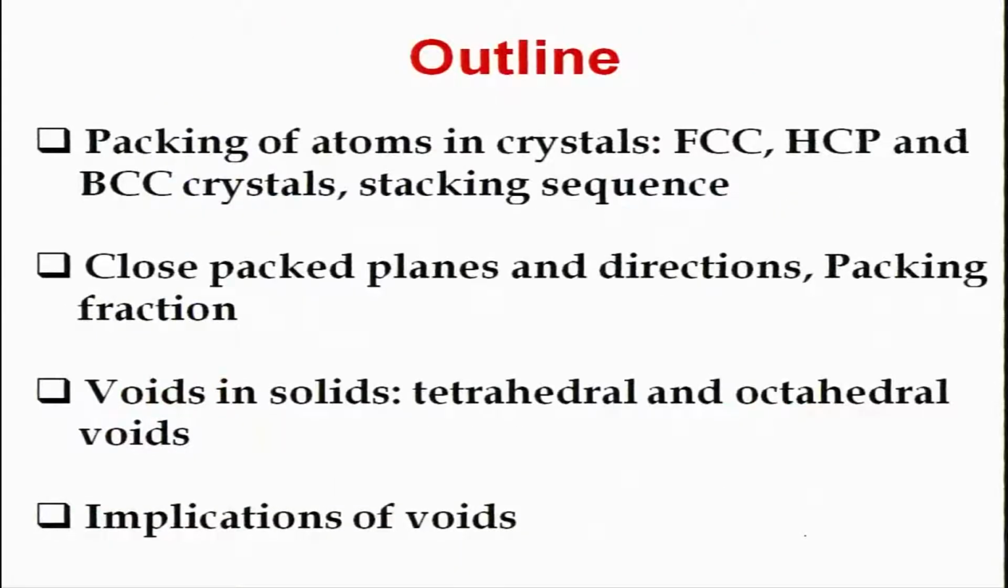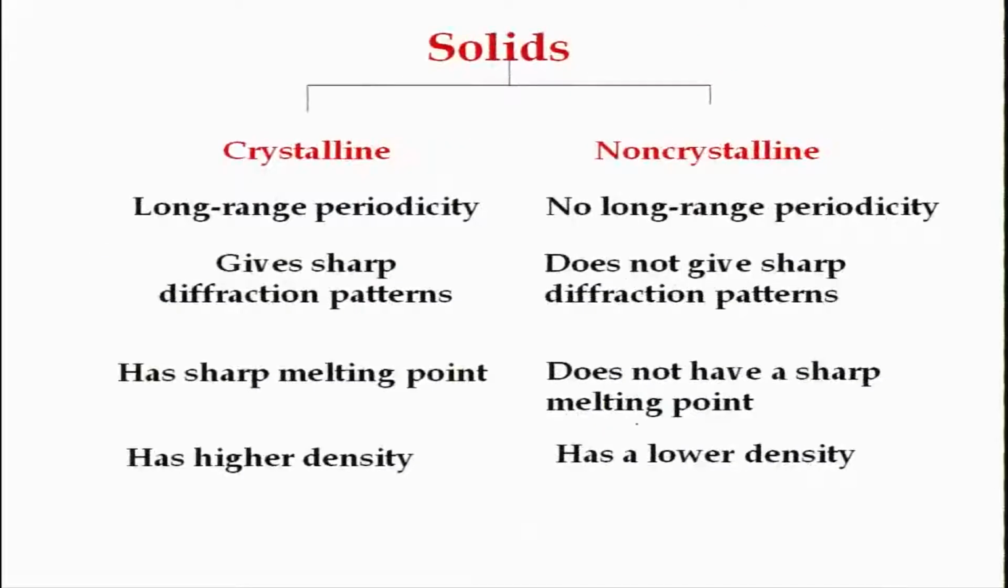So, this is the outline of this particular topic. We will see the packing of atoms in crystals, the close packed planes and directions, packing fraction, and voids in solids, perhaps not possible in this lecture but maybe in the next lecture, and the implication of these voids. What do we mean by these voids? What is the importance of these voids in solids, in metallic solids? Based on the classification which I gave you in the previous slide, there are two kinds of solids. One is crystalline, the second is non-crystalline. Crystalline solids have long range periodicity.